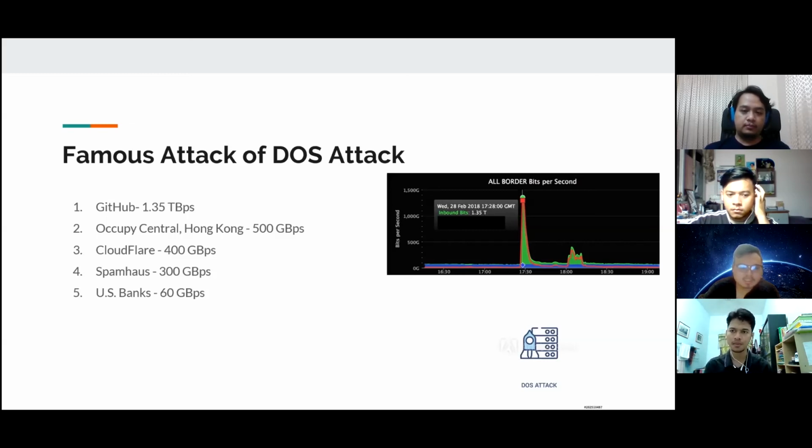The second is the Occupy Central Hong Kong attack, which was 500 gigabytes per second, happening in 2014. The third is Cloudflare, which was 400 gigabytes per second in 2014. Spamhaus had 300 gigabytes per second in 2013. Even though Spamhaus is known as an anti-spam organization, they were threatened and attacked with DDoS. And lastly is US Bank with 60 gigabytes per second in 2012.